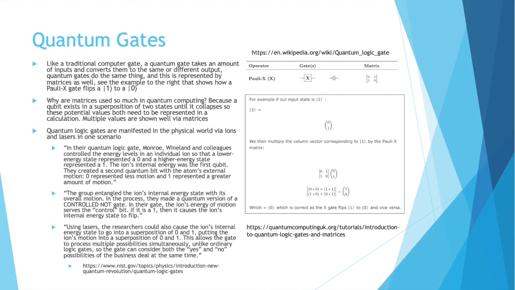In a CNOT gate, if your control bit is 1, it causes the other bit to flip, to change its value. Using lasers, the researchers could also cause the ion's internal energy state to go into a superposition of 0 and 1, putting the ion's motion into a superposition of 0 and 1 as well. This allows the gate to process multiple possibilities simultaneously, unlike ordinary logic gates, so the gate can be considered both yes and no at the same time. Again, that's superposition. It's why quantum computing is so powerful.